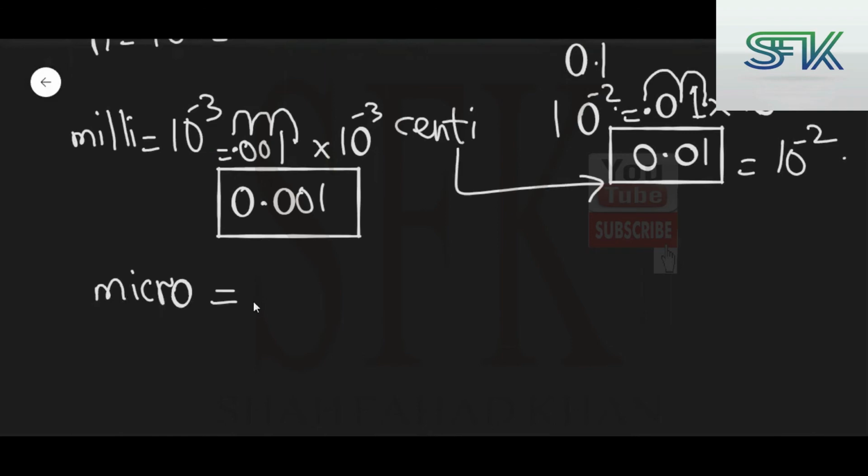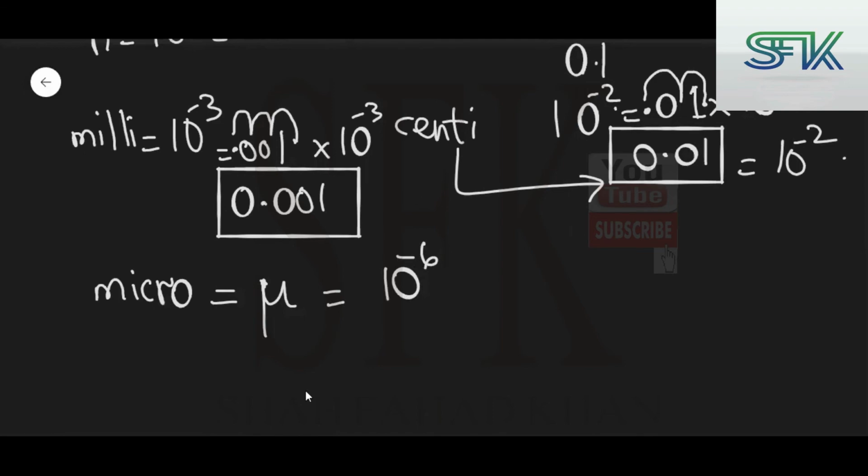The symbol for micro is mu. This is called mu, and this is mu. This is not u. It's mu. Anyways, the symbol is important. You don't need to know the name of the symbol because it's not going to be asked, but the symbol is important. You should know what this symbol represents. This symbol means 10 raised to the power minus 6.